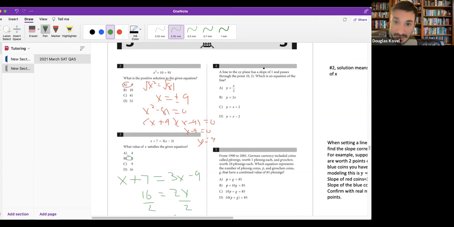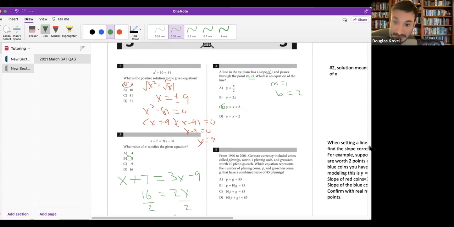So they told us that we have a line in the xy plane with a slope of 1. So we know that m is 1, and it passes through 0, 2. So that's the y-intercept. Remember, the value of y when x is 0. So b is 2. So the only choice that matches with that is C. A has a slope of 1/2 and a y-intercept of 0. B has a slope of 2 and a y-intercept of 0. So those go through the origin. And D has the right slope, but it has the wrong y-intercept. That has a y-intercept of -2.